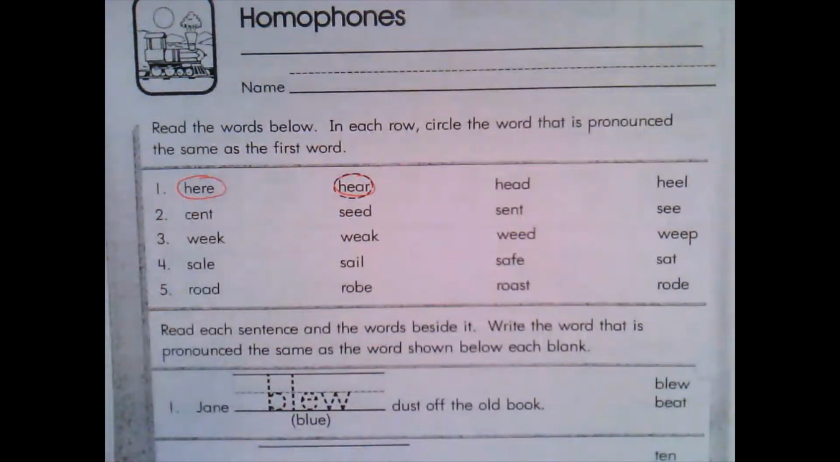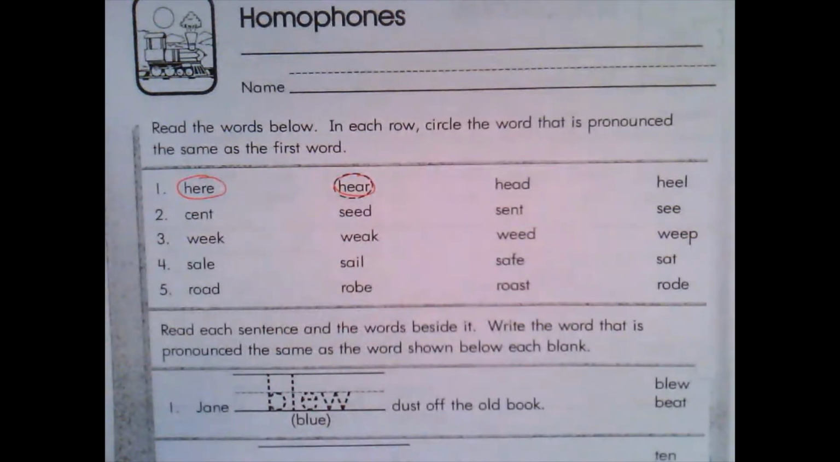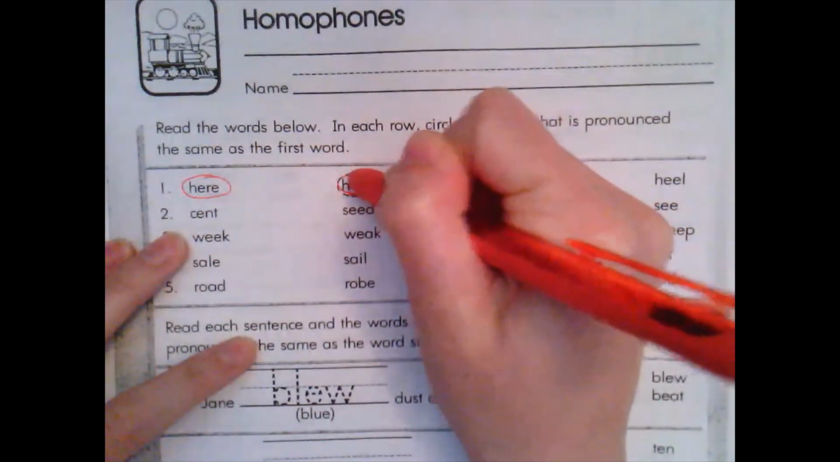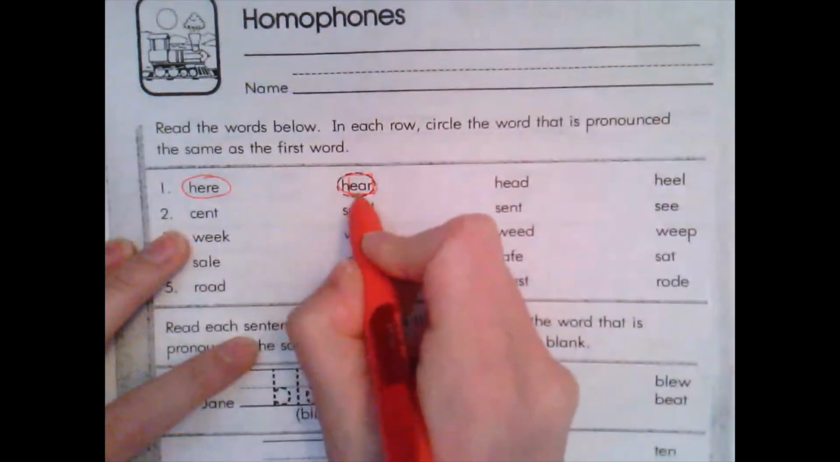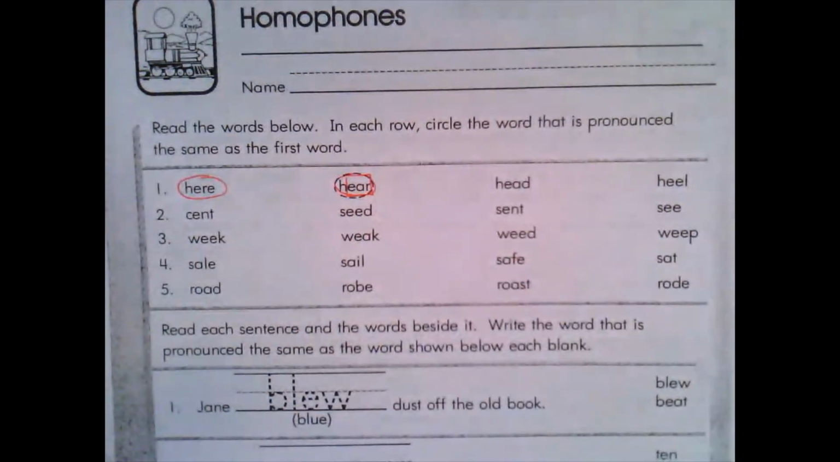H-E-R-E for here is talking about if you're saying something is right here, a location. H-E-A-R is like what your ears do, they hear. A good trick for that one is looking at the spelling of this one. H-E-A-R, the word ear, E-A-R, is in the word, so that one is the one that talks about what your ears do, they hear.